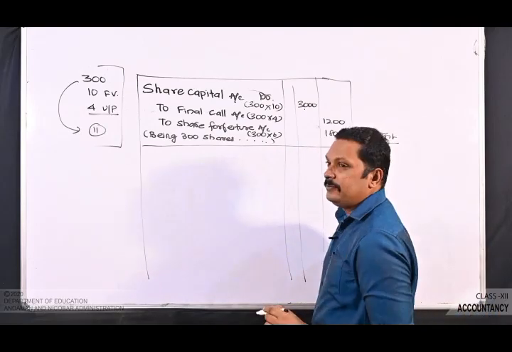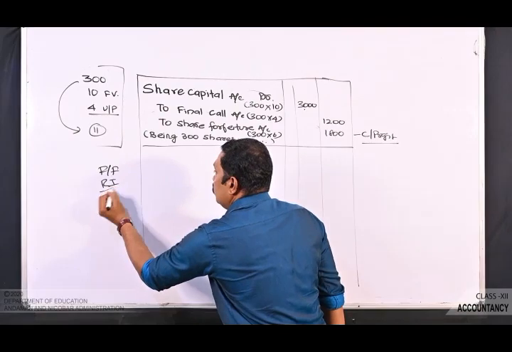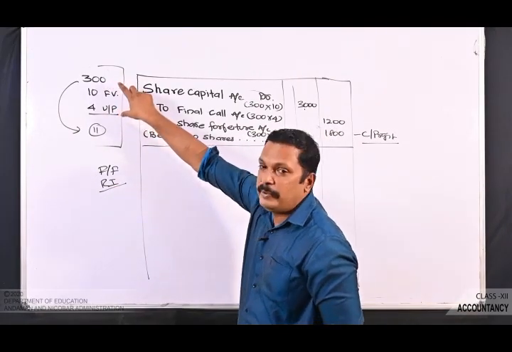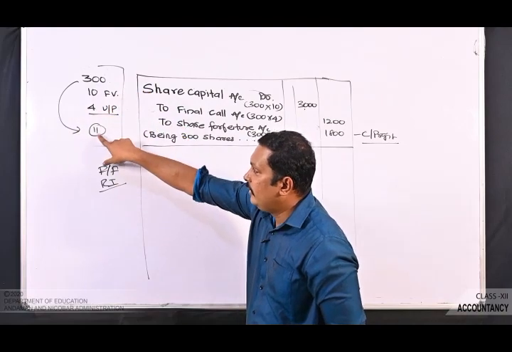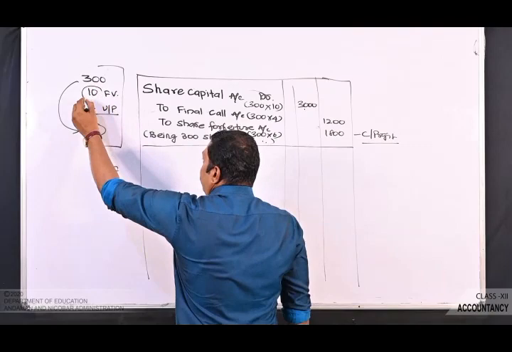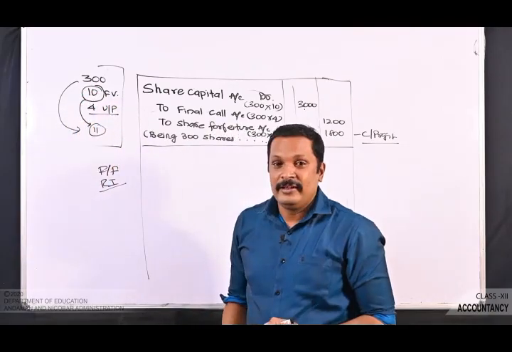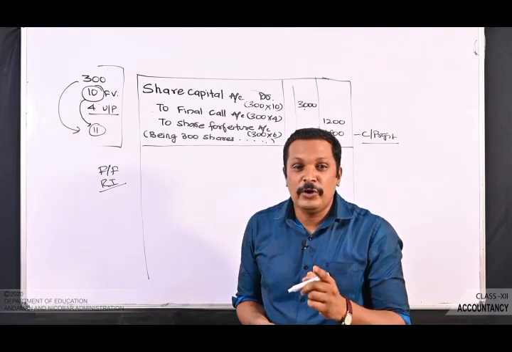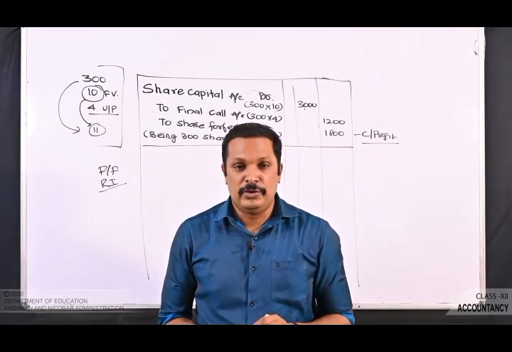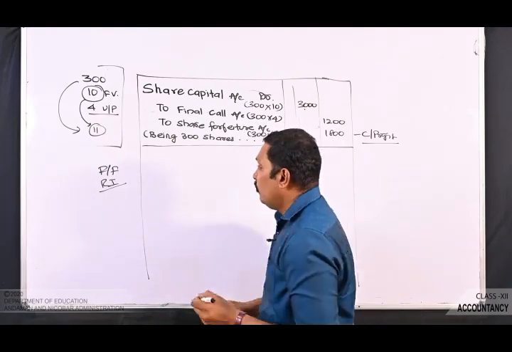What is the next part? Forfeiture is over, then reissue. The forfeited shares were reissued by the company to some other party at rupees 11. What is the face value of the share? The face value is 10, but we are reissuing at 11. So we reissue at a premium. We are charging an extra 1 rupee from the shareholder, so we charge 1 rupee premium.